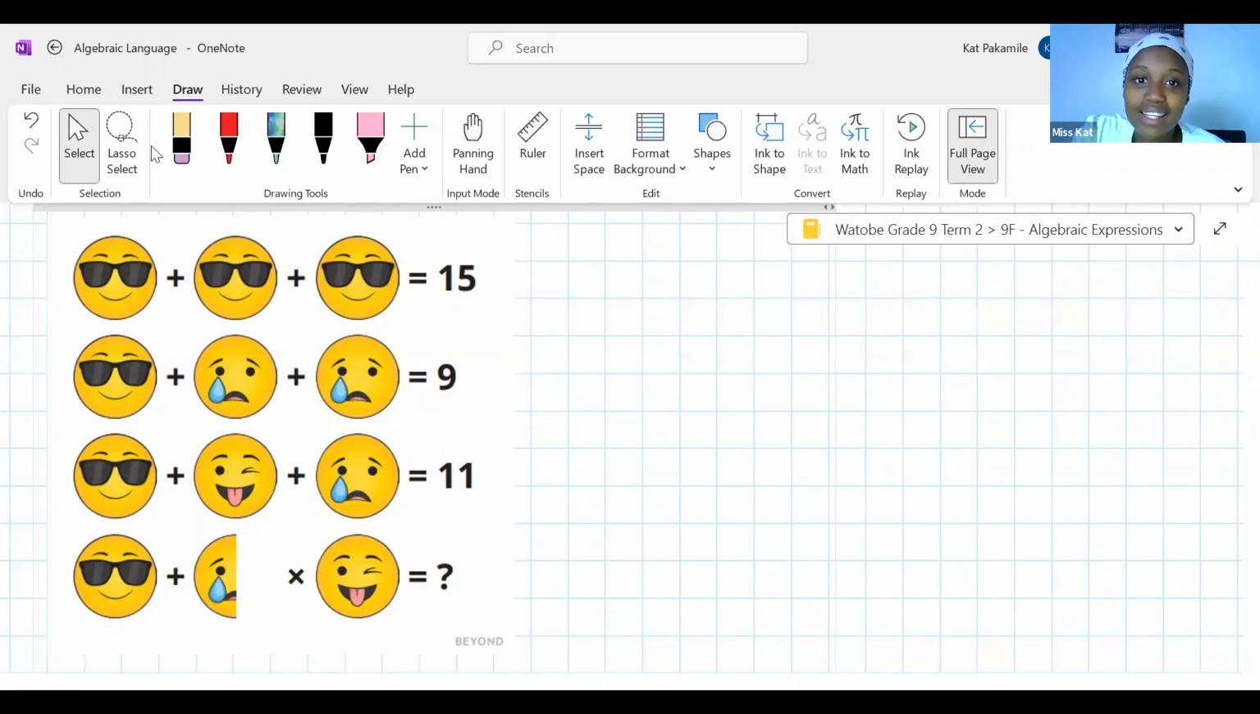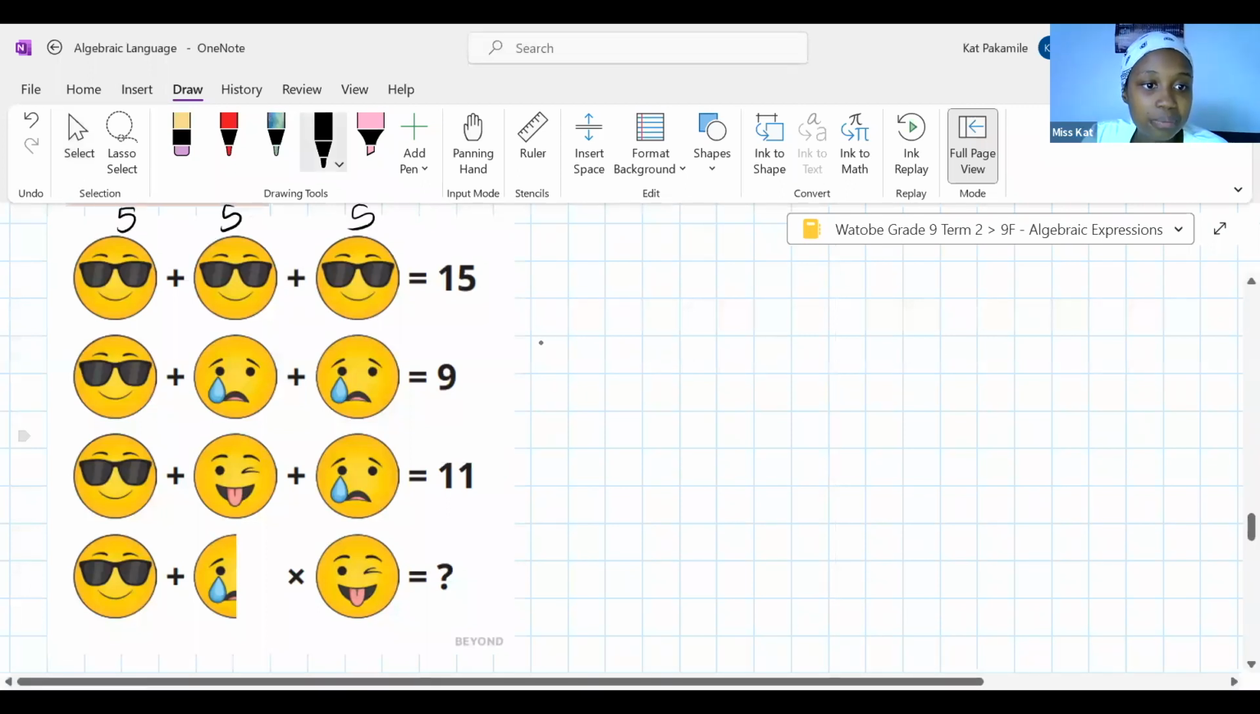Let's see. Oratile already has the answer because this is too easy. Oratile? Hi, ma'am. Hello. Ma'am, I'd like to do the first one, ma'am. Let's hear. It's 5 plus 5 plus 5 is equal to 15. Okay, so Mr. Cool Kid is 5. Okay. Then what?